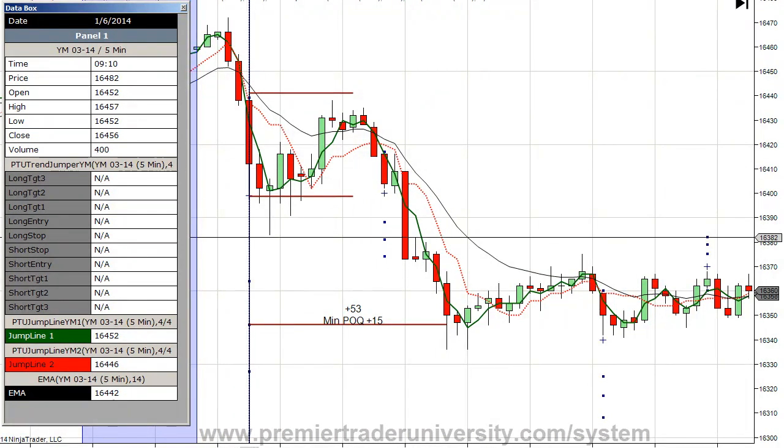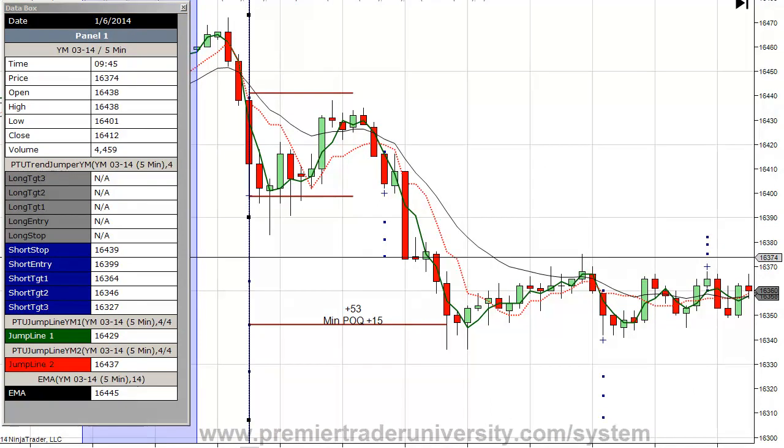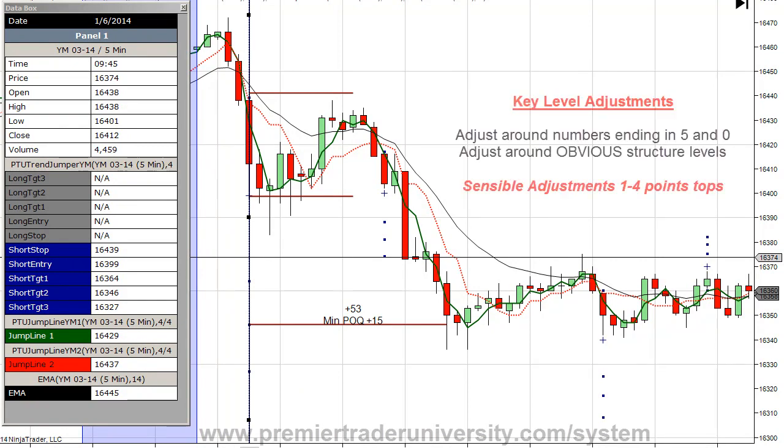Now, I'm not going to walk through the entire rule set that comes with this, simply because it'll take too long. But I'm just going to tell you that there are adjustments that we do make, and they're all outlined in the free PDF that you can download, the free trade plan. Usually it's just adjusting around support and resistance levels and certain prices: 0s and 5s, the 50s, the 100s, those kinds of things.